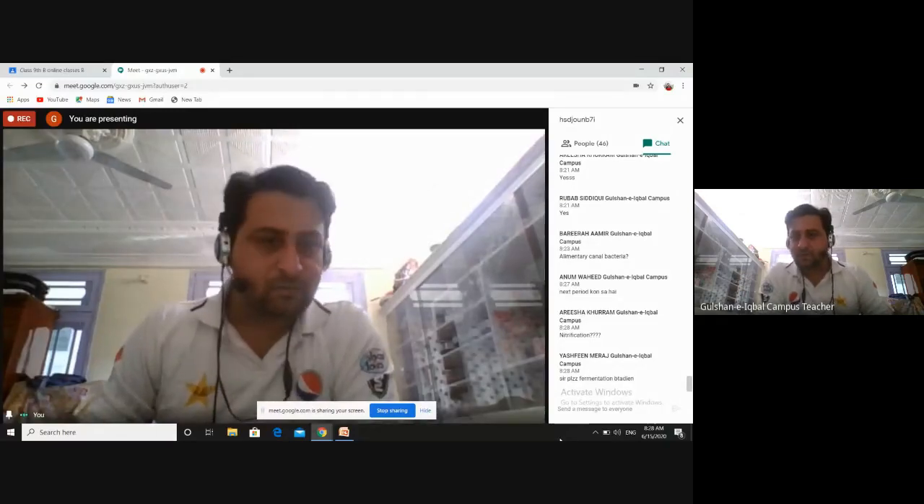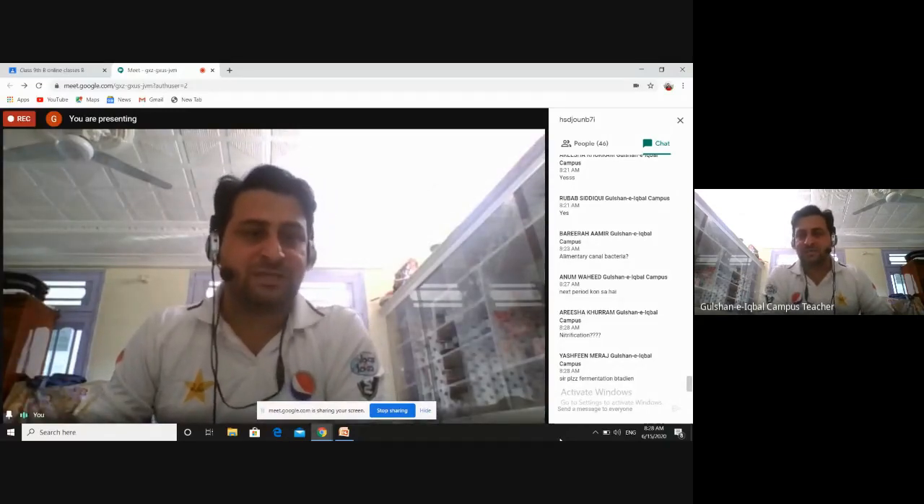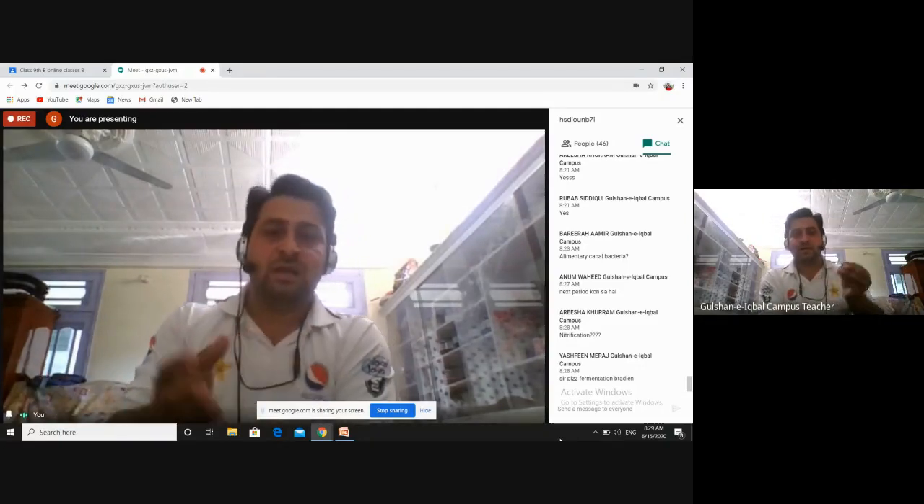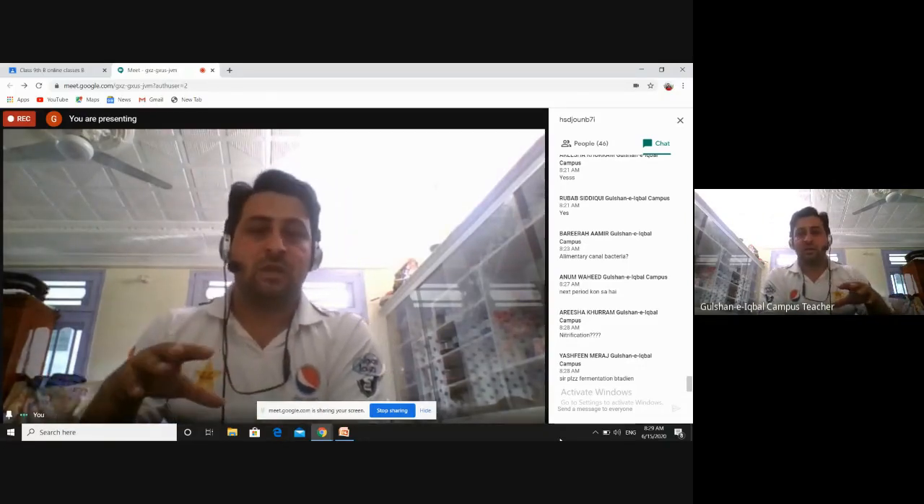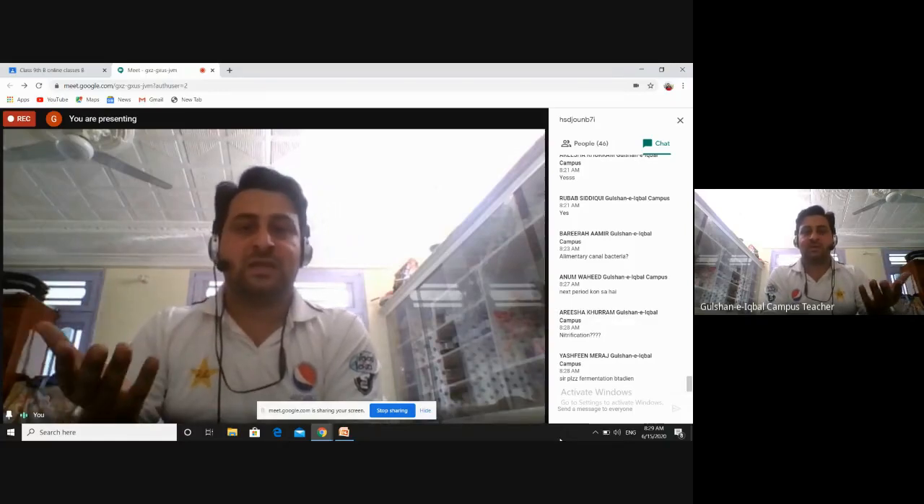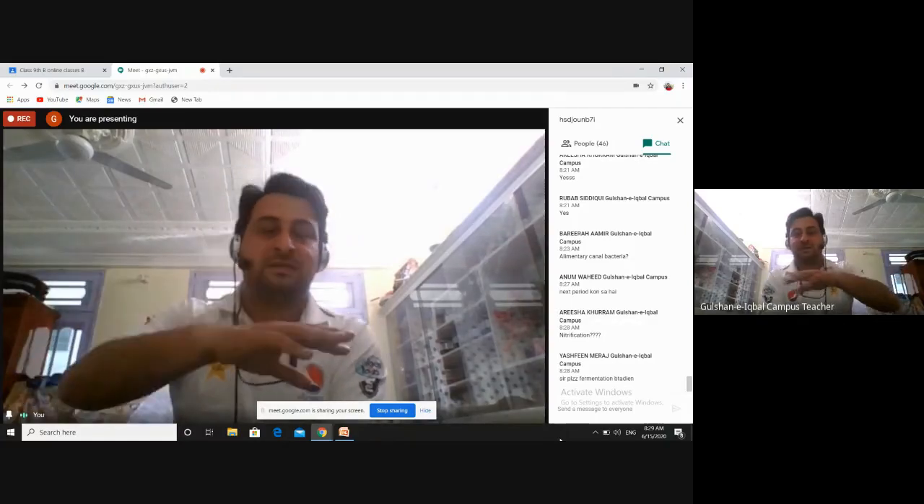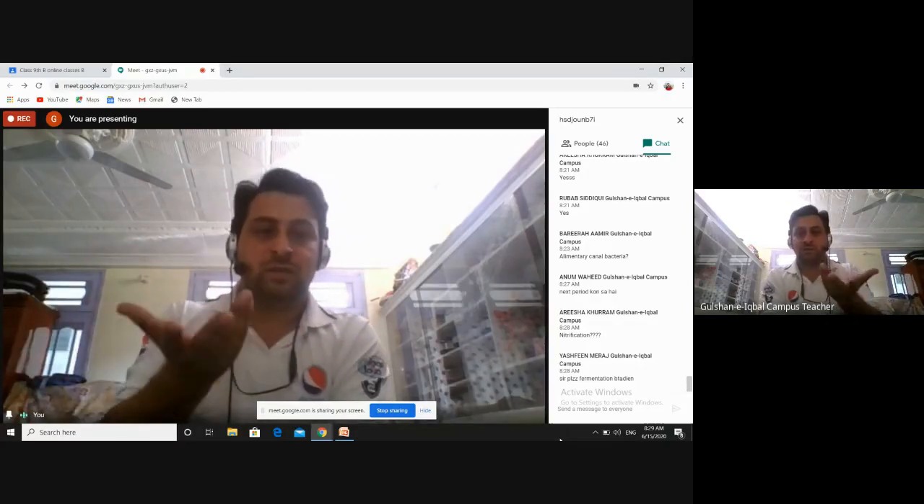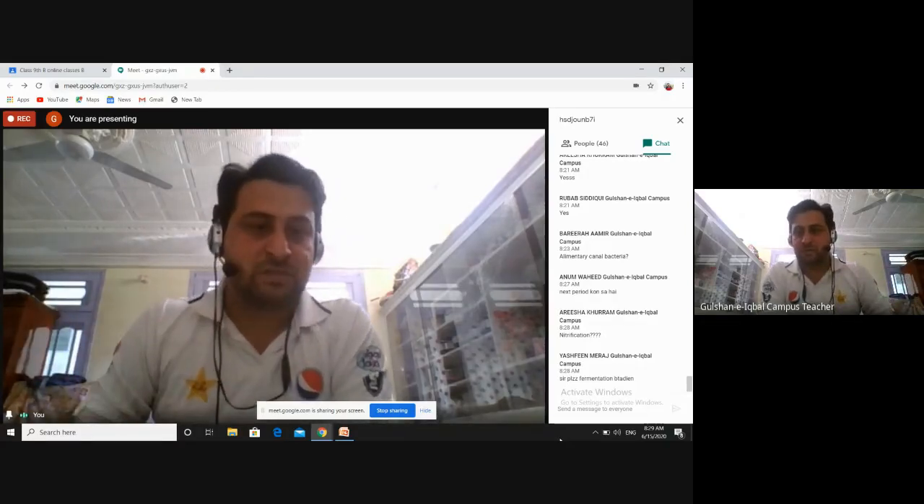Fermentation, Yashveen, is a process in which the bacteria is going to do what? It is going to do anaerobic respiration, and by doing anaerobic respiration is converting something into something else. Like for example, the fruit juices are converted into vinegar. That is being done by the fermentation process.